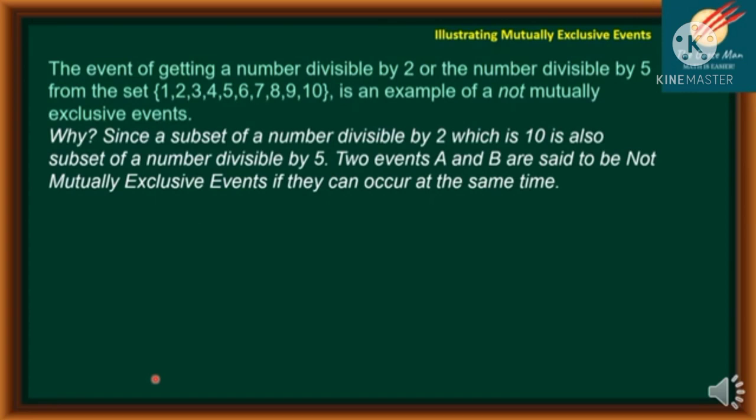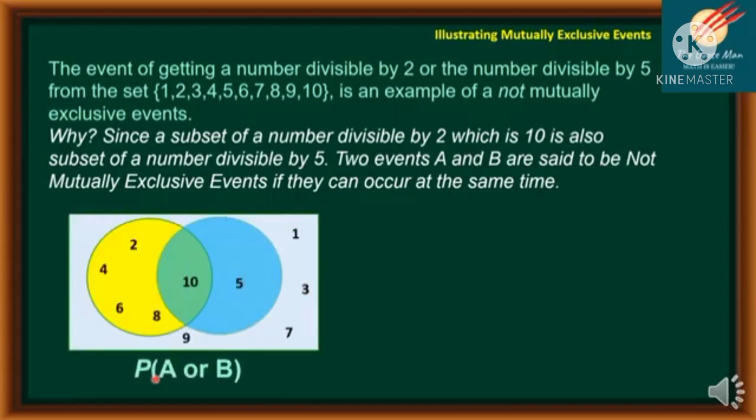Two events A and B are said to be not mutually exclusive events if they can occur at the same time. So let's look at our Venn diagram. Clearly, this is the set of the multiples of 2.